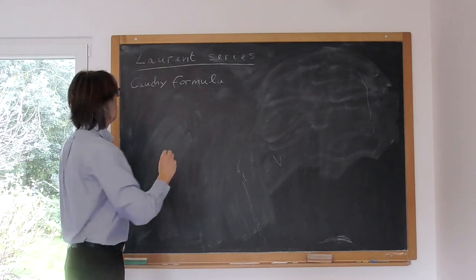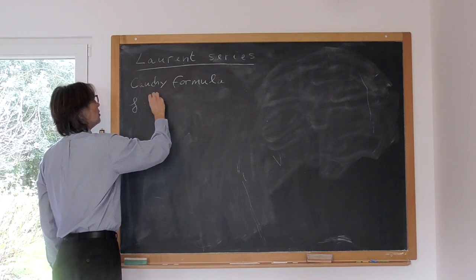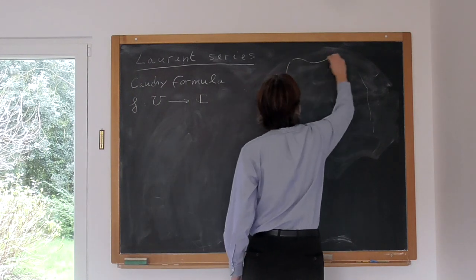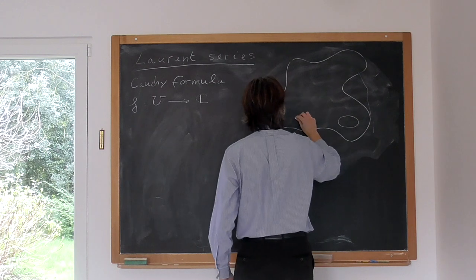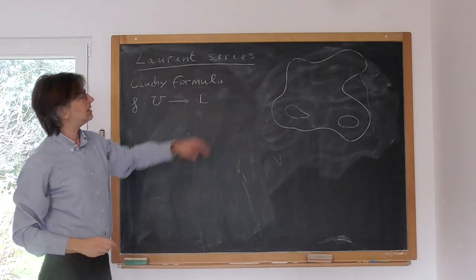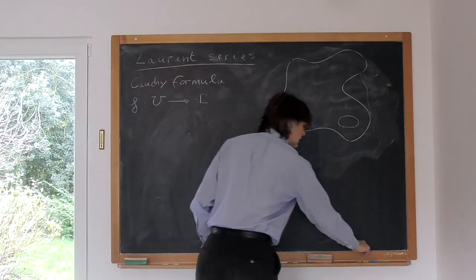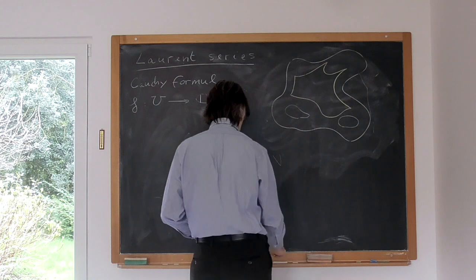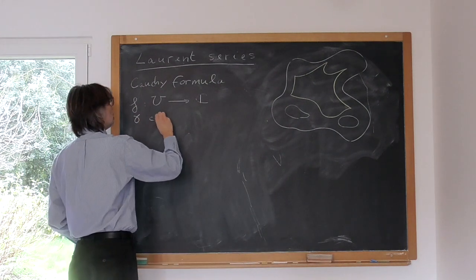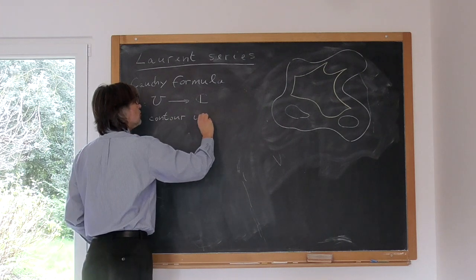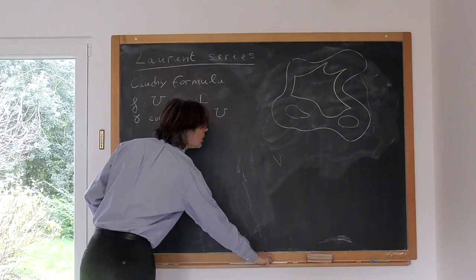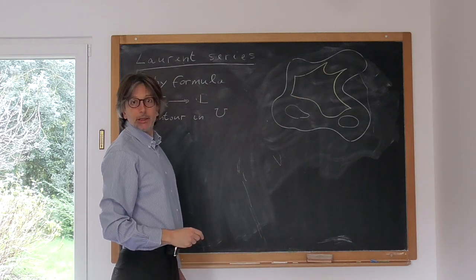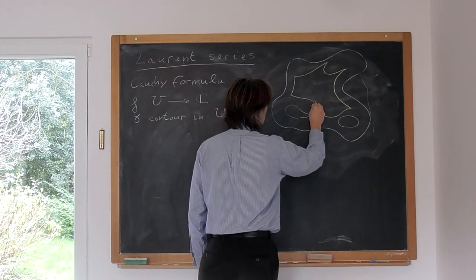So here is the situation. We have a holomorphic function f on some open subset U of C into C. So this is our open subset, maybe it has folds, and this is the domain of the function f. And inside U there is a contour gamma. Let me recall, a contour is a simple closed curve, piecewise smooth, parameterized counterclockwise.